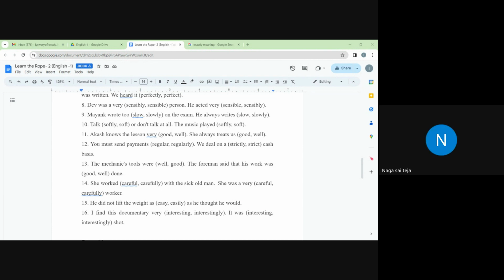In this case, good is an adjective and well is an adverb. Every time? No. Well can also be used as an adjective, but in this case it is used as an adverb. Good is always an adjective.